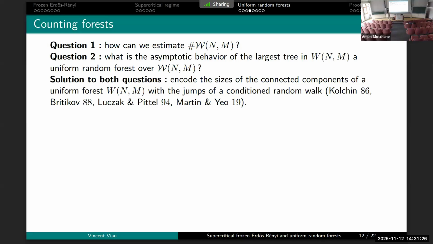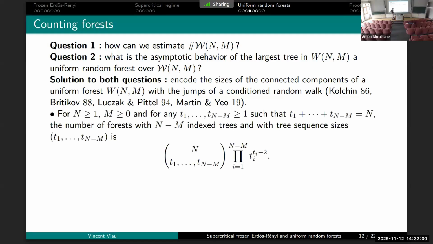So this is due to many researchers, and the first traces of this encoding date back to Kolchin in the 80s. And then there were studies of Butikov, Luchak and Pitman in the 80s and 90s. So how can we see this? The first thing is to try to count these forests. Okay, so how can we do this?